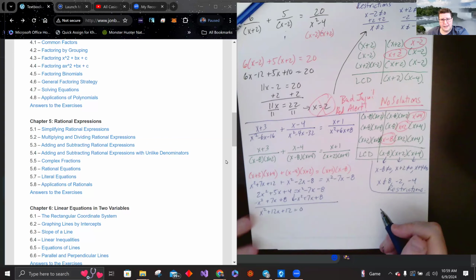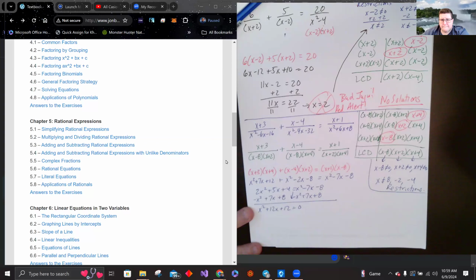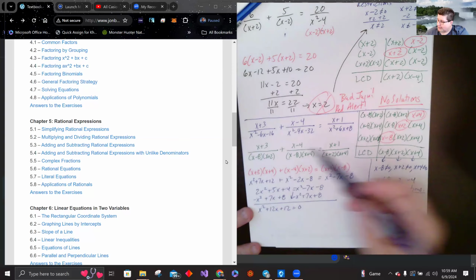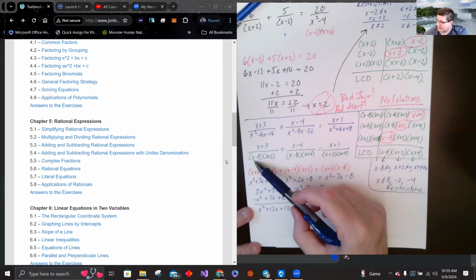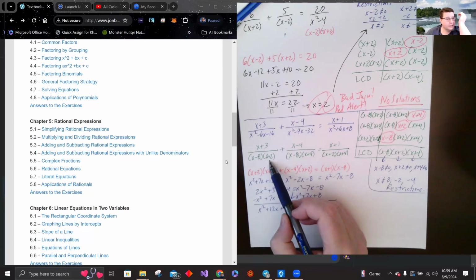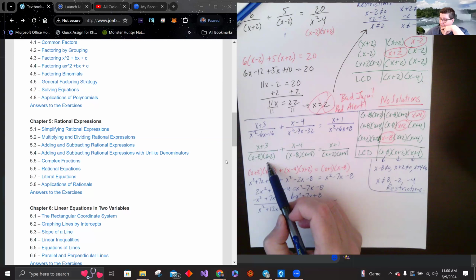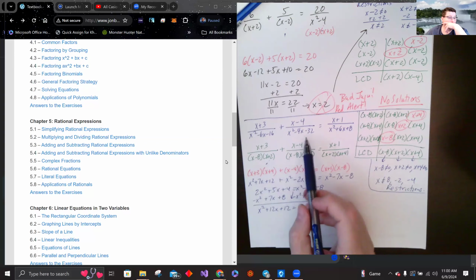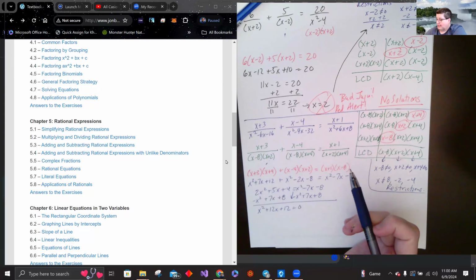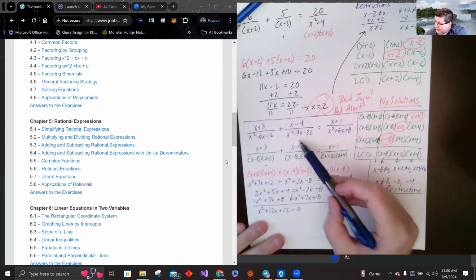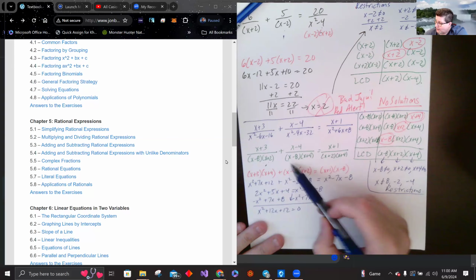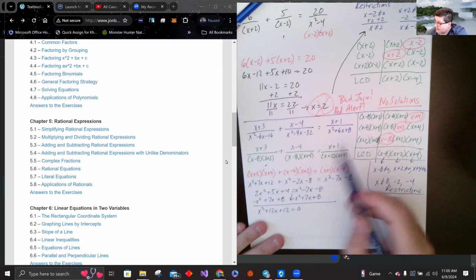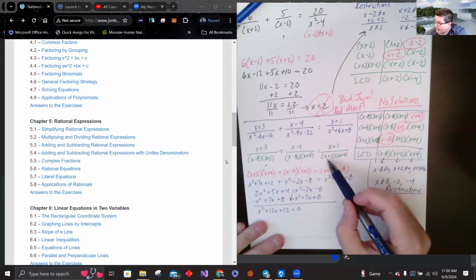I don't think that factors. Did I come up with a bad problem? Let me check my work real quick. Minus 8 plus 2 is minus 6. Minus 16, that's the right factorization. Did I write my problem down right? Yeah, I did. All right, so minus 8 plus 4 is minus 4. Those multiply to negative 32, that works. 2 plus 4 is 6, and they multiply to 8, that works.